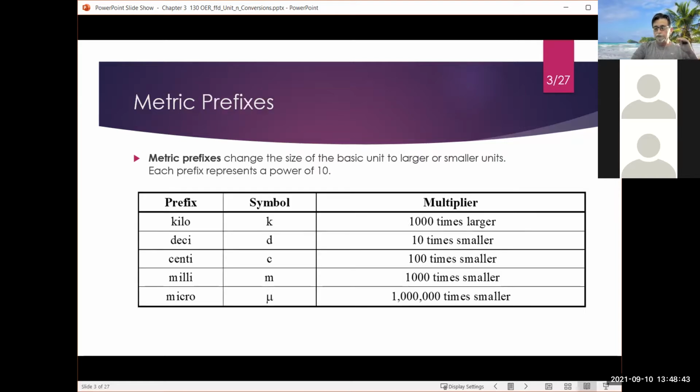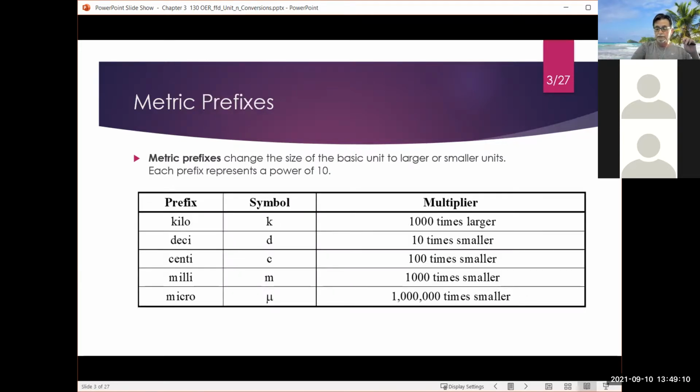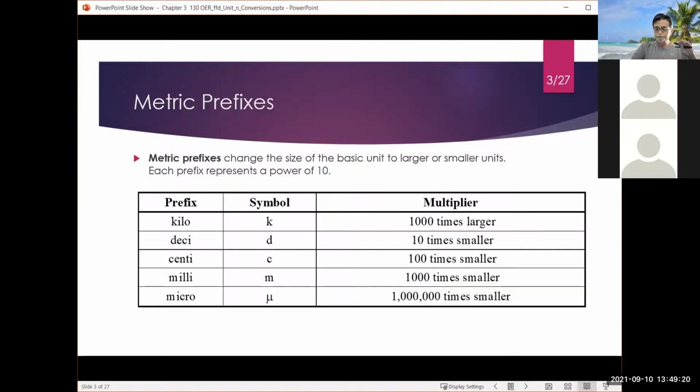I also showed you a PDF file with respect to the prefixes, where we have kilo, deci, centi, milli, and micro. Now I can use all these prefixes for length, mass, or volume. I could even use them for seconds if I needed to. So kiloseconds, deciseconds, centiseconds, etc. But normally we just keep it with meters, grams, and liters.